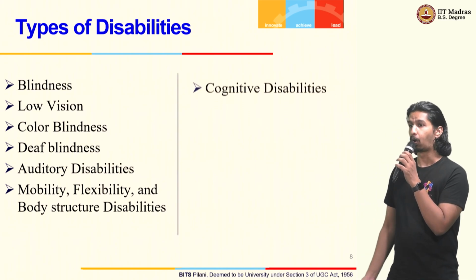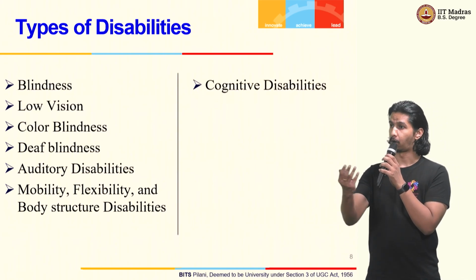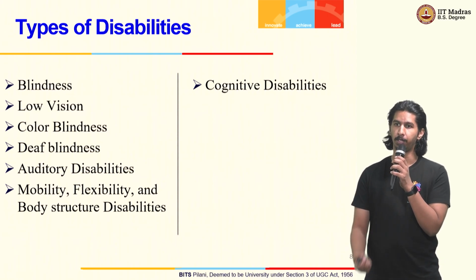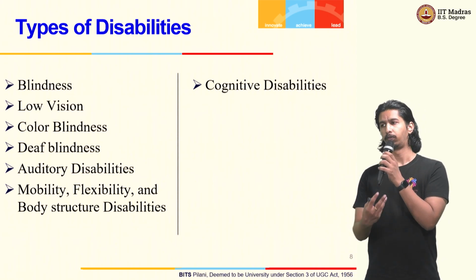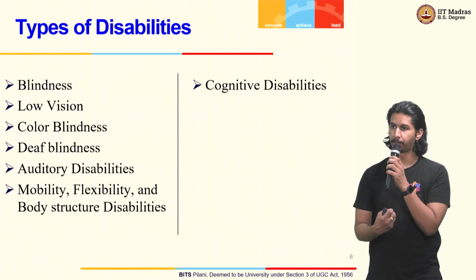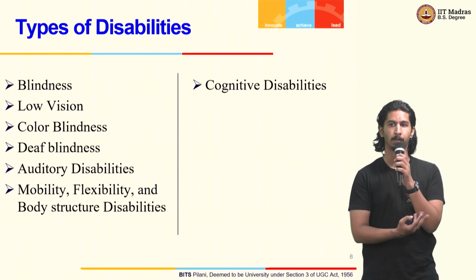And then the next one is cognitive disabilities. So you were told about autism, right? So a lot of other categories come under cognitive disabilities. And this is also one of the most difficult ones to define, right? So this is way more complex because this is not very visible, right?